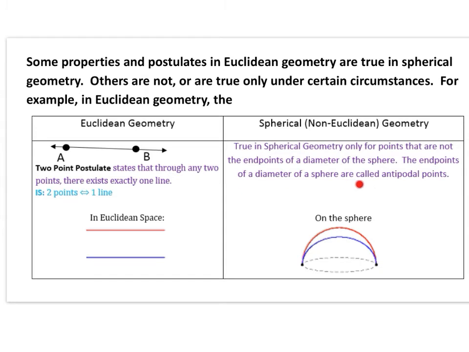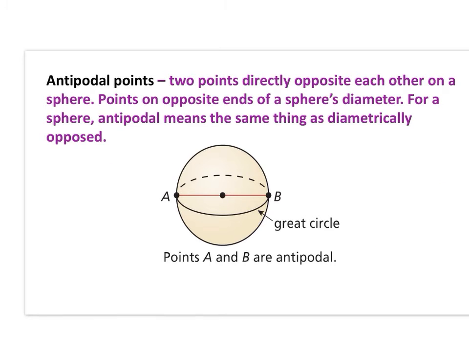The endpoints of a diameter of a sphere are called antipodal points. Here we have an example where 2 points on the sphere do not have exactly one line. They have more than one line. Our definition of antipodal points: 2 points directly opposite each other on a sphere, points on opposite ends of a sphere's diameter. For a sphere, antipodal means the same thing as diametrically opposed. So here you have the great circle. Its endpoints are A and B. So we say that points A and B are antipodal.